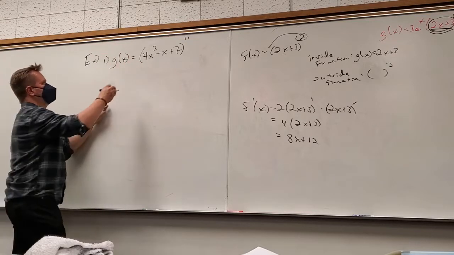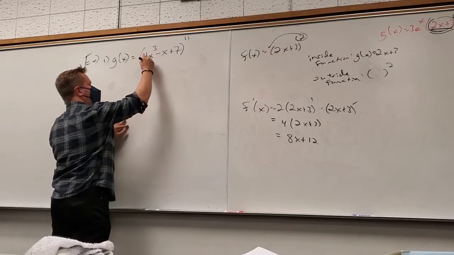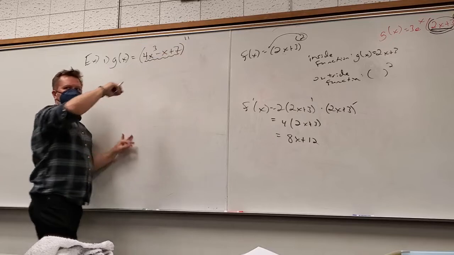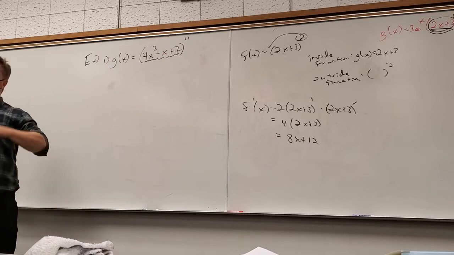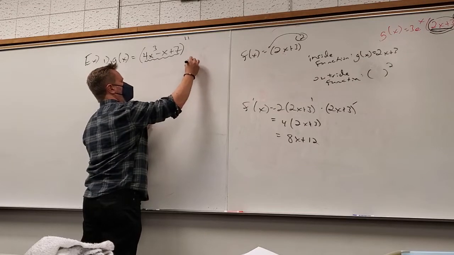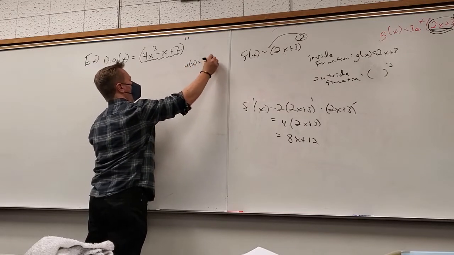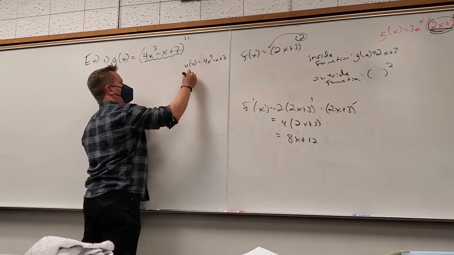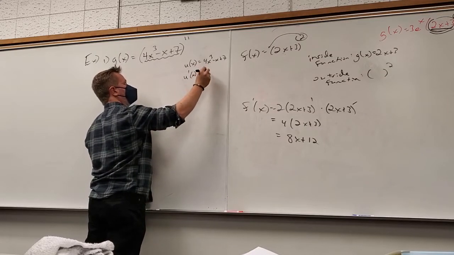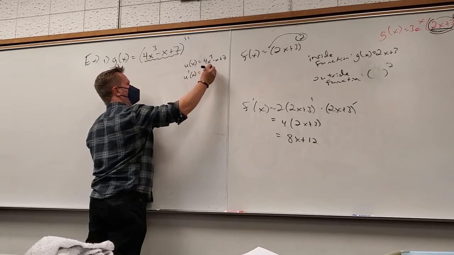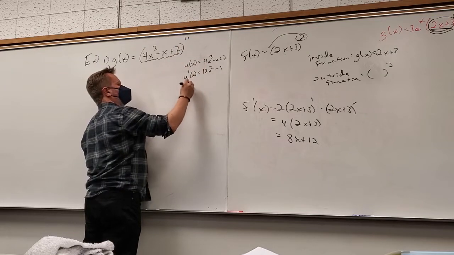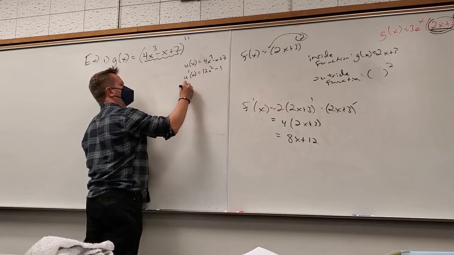So how do I do this? It's really easy right now to tell what the inside function is and what the outside function is. If you need to, sometimes I use the letter u. I could say u is this, so then u prime, what would u prime be? 8x squared. No, 12x squared minus 1. And then the outside is something to the 11th power.